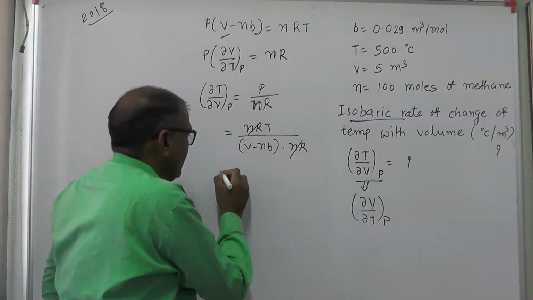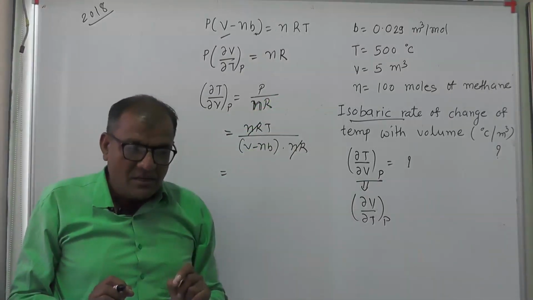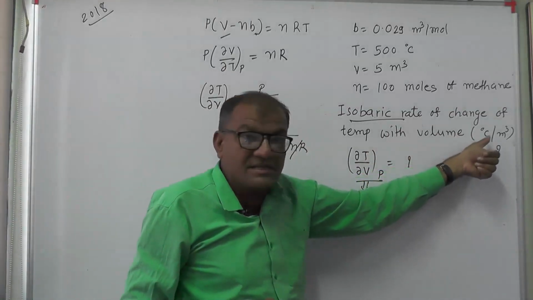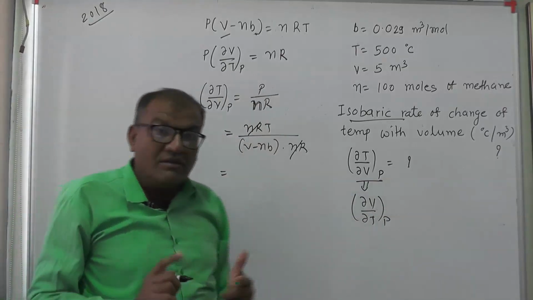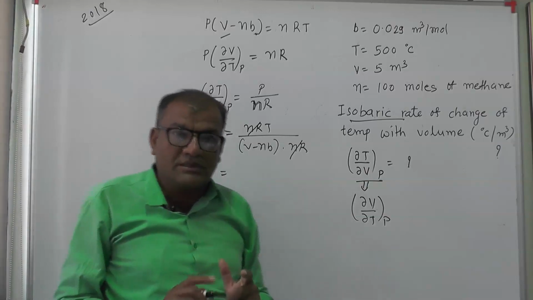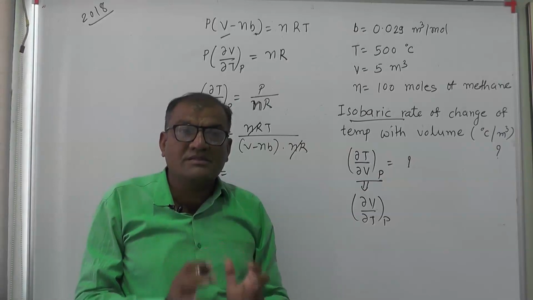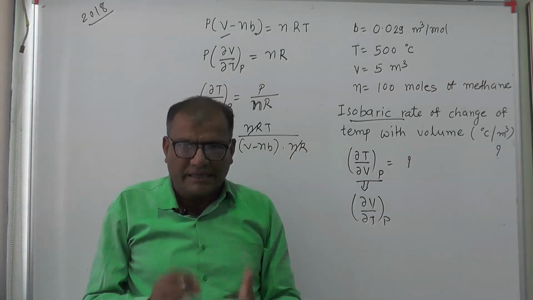This would be cancelled. Temperature is given as 500 degrees Celsius. Here we need to calculate the change in temperature with Celsius per meter cube. But here I am going to take the value of temperature in Kelvin. You should remember that when we place any value of temperature, always keep it in absolute value, means you should take it in Kelvin.